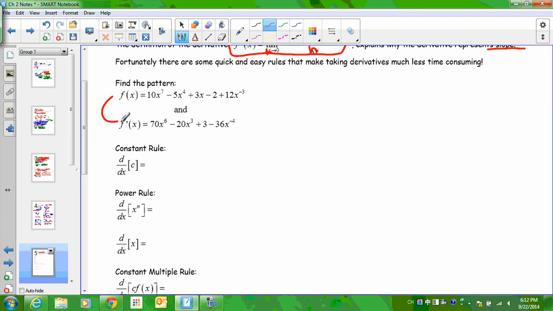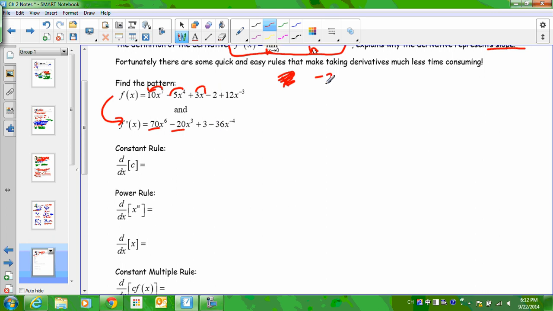Okay, so if we look at this pattern, if you notice, the 7 is being multiplied to the 10 to make 70. And then the power goes down by 1. Same thing here. 4 times negative 5 is negative 70. Power goes down by 1. Think of 3x to the 1. 1 times 3 is 3. And then the new power on x would be 0. But there are no x's, so we wouldn't write that. So that's why there's no x.